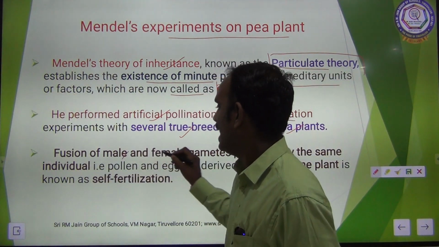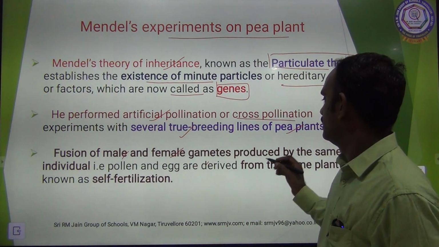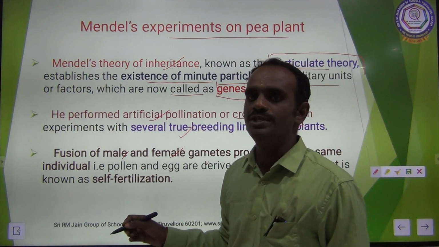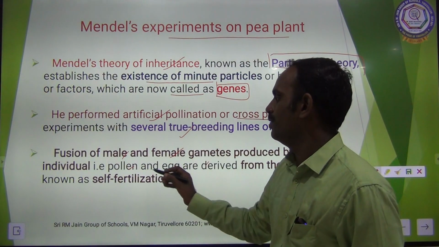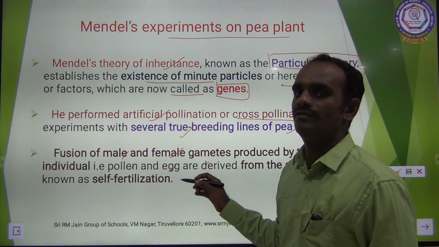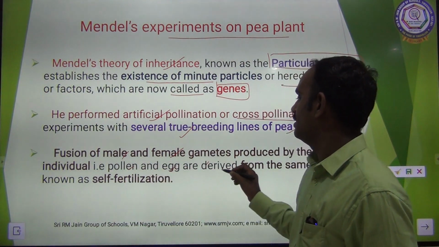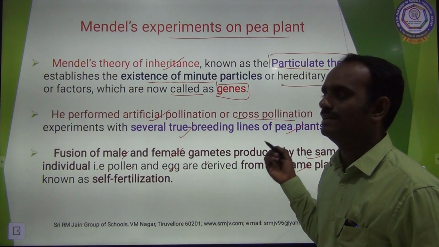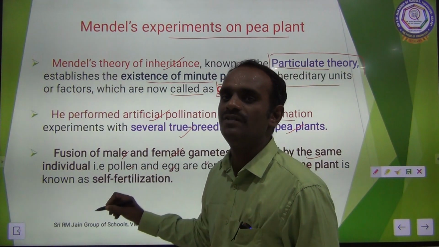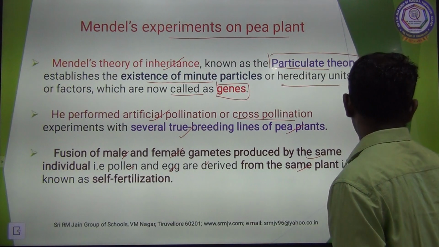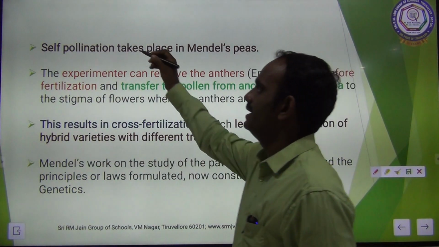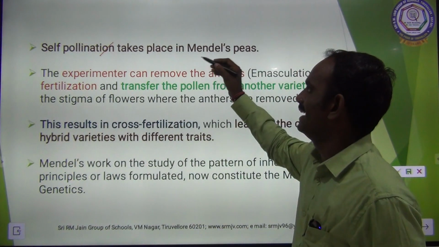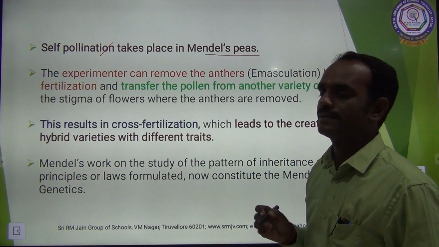Fusion of male and female gametes produced by the same individual, that is pollen and egg. Pollen is a male gamete and egg is a female gamete. Pollen and egg derived from the same plant is known as self-fertilization. Self-pollination takes place in Mendel's peas.